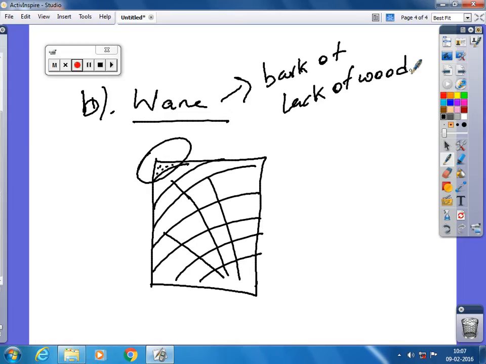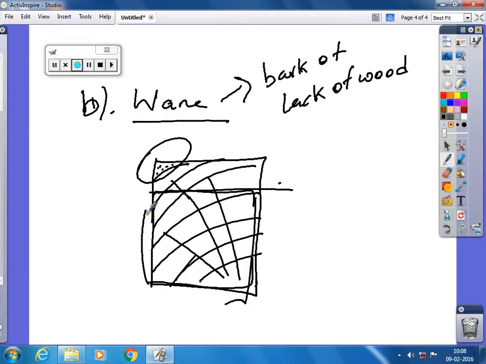Bark, lack of wood at the corners or edges. So it reduces the strength. For that reason, we need to cut down this part and make it a square. We know that vein reduces the strength of a timber. So we cut these parts down and make it a square, and when we neglect this part, we have good strength in this region. Are you clear? You want me to explain this again?